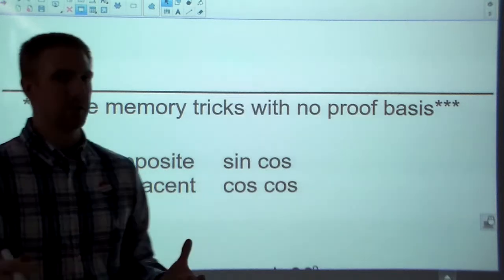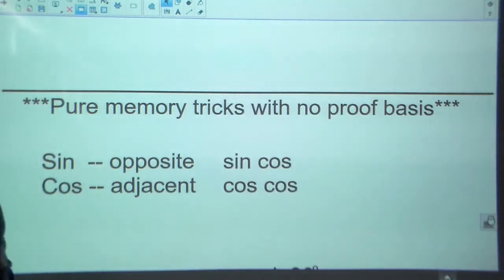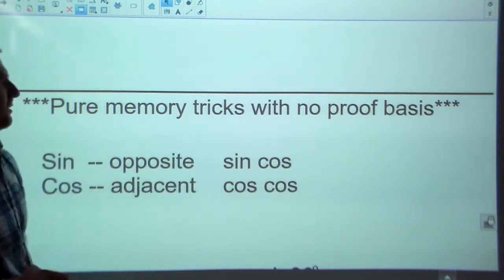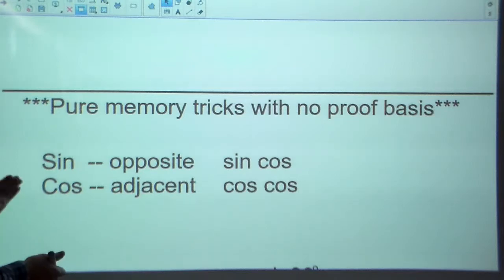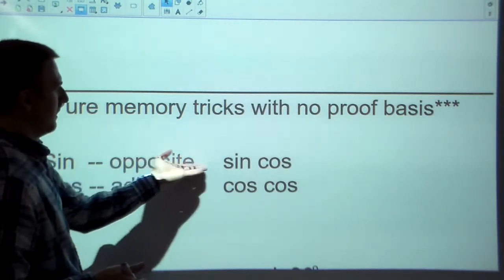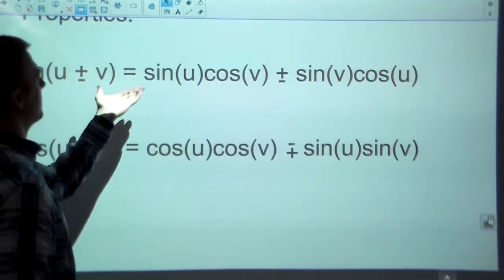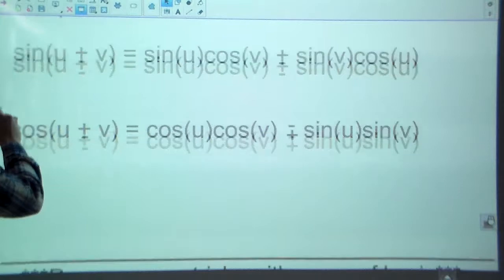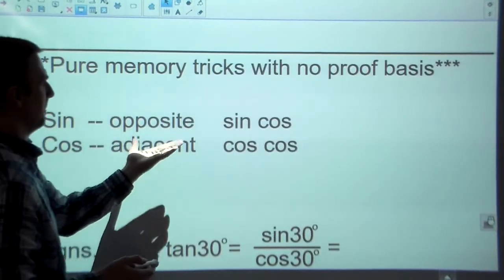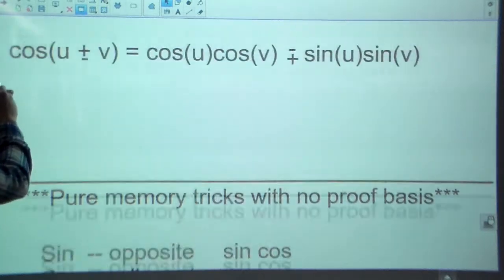So there are some pure memory tricks that have come up over the years. I just record them as people have ideas. They have no basis in proof. These are just things people throw out. If they help you, good. If they don't, don't worry about it. But sine is opposite. So when you look at the sine identity here, it's sine and cosine together, the opposite things together. Cosine's adjacent, so the same things next to each other. I don't know if that makes sense, but it's worked for some people.